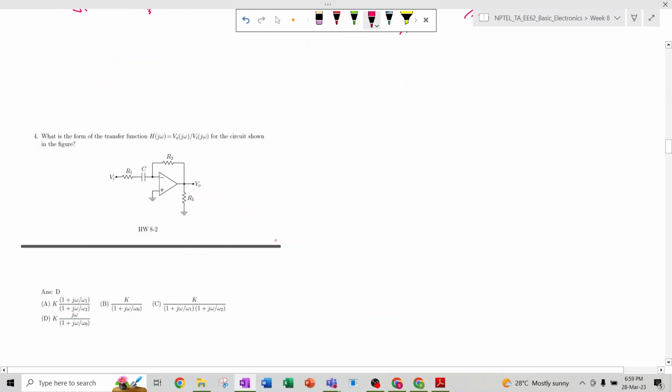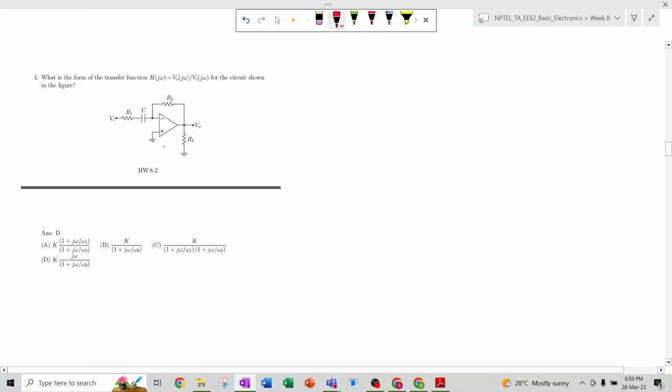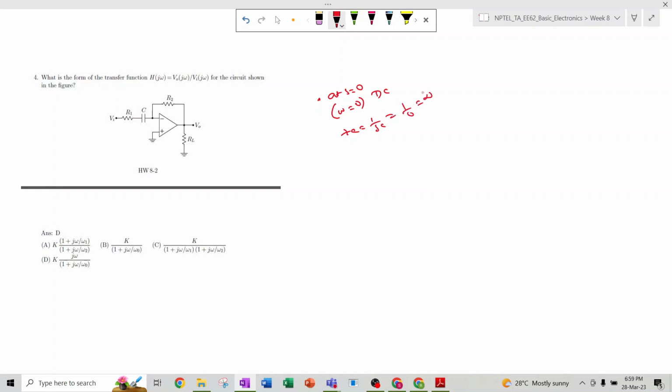Fine. In the next problem also we will do some intuitive analysis that we have just gathered: at S equal to 0, that means omega equal to 0, in DC condition, the ZC, that is 1 divided by SC, this capacitor, will become infinite, that means open circuit.